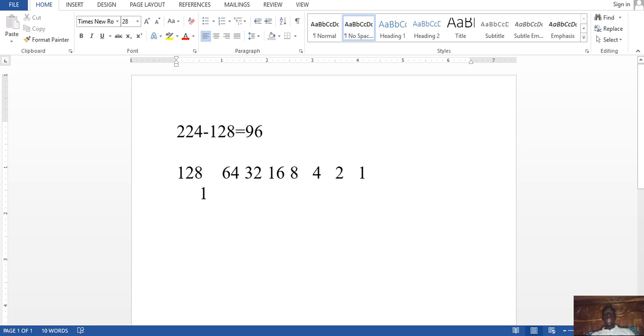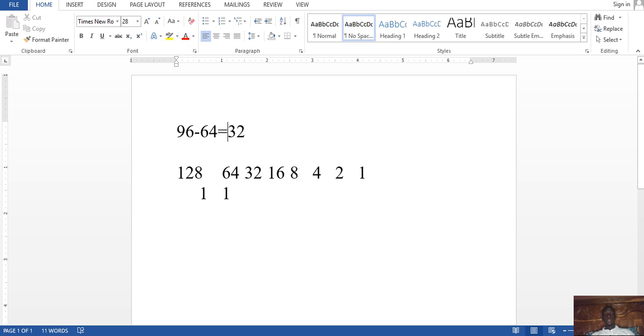Next, our value is never again 224. The value we're concerned with right now is 96 instead. The next value from the left is 64. Can 64 be subtracted from 96? Yes, it can be subtracted, and then we are left with 32. So if it can be, what you do is put 1.